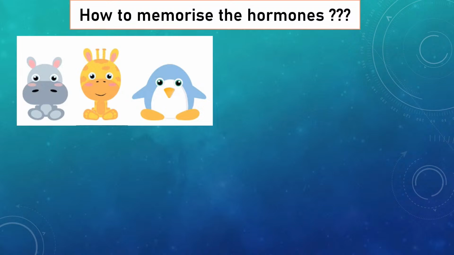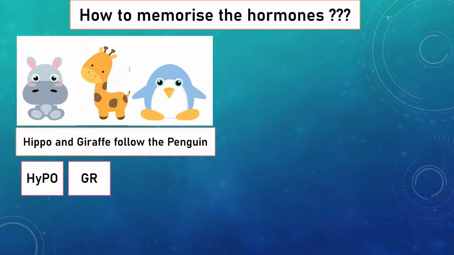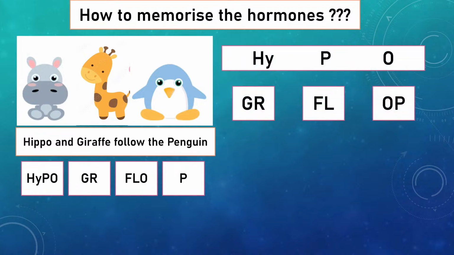Okay. This giraffe does not look that cute, right? Let's change it. Ta-da! Now this one looks much better, isn't it? Again, hippo and giraffe follow the penguin. So let's take out the important alphabets from there. HY for hippo, GR for giraffe, FLO for follow, P for the penguin. I'm going to use all these 4 alphabets in these 4 boxes here to help you relate to the hormones.